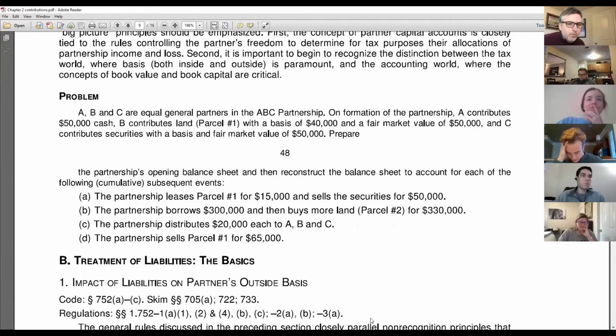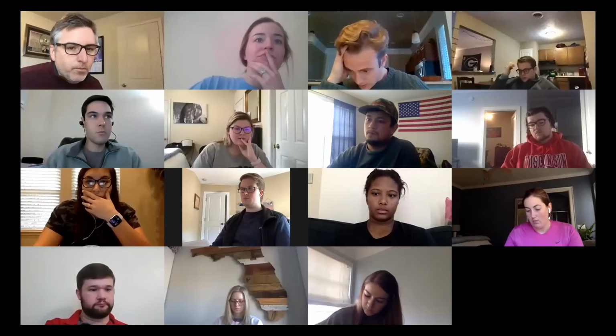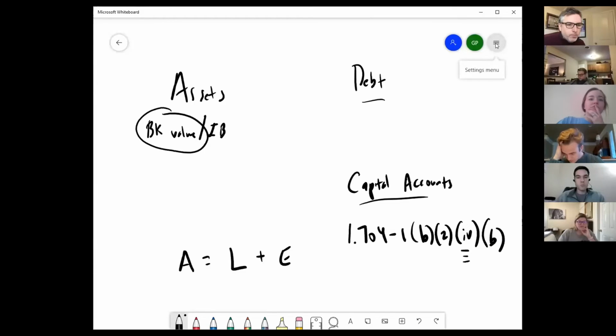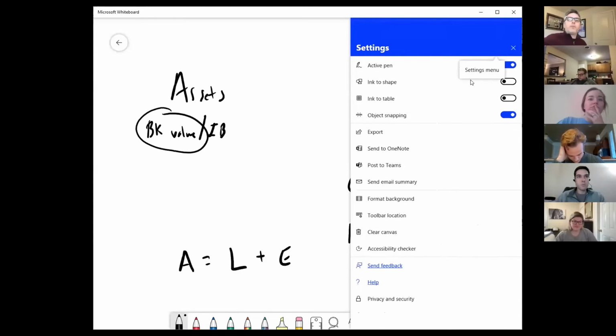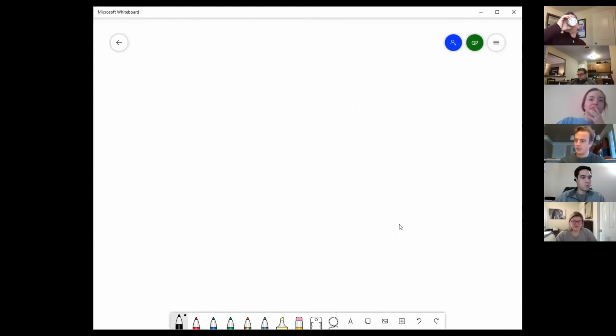So what this asks us to do is construct the balance sheet after these events. And so we start out pretty simply. Again, we're going to have A contributes cash. So again, we're going to have our assets on the left, our debt on the right, and our equity on the right will be in the form of the capital accounts.